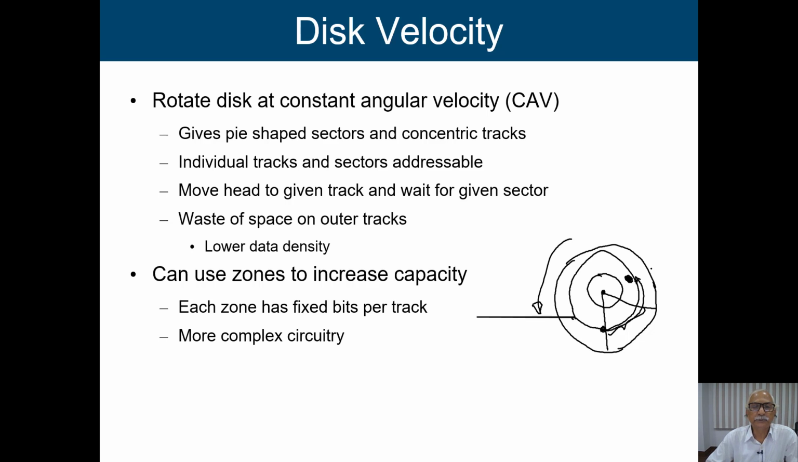So there is waste of space on the outer track. Already I said that outer tracks have less density, and inner tracks have higher density. So in the outer track we are basically wasting our space. So now to remove this wastage, what will happen? We can use the zones concept, which increases the capacity. Now each zone has a fixed number of bits per track, but more complex circuitry is required to resolve it, to identify the proper track.